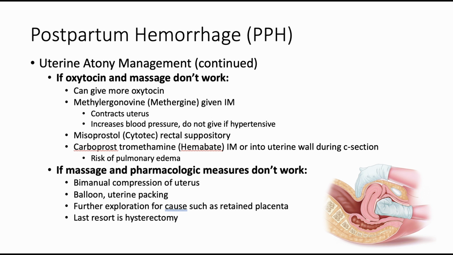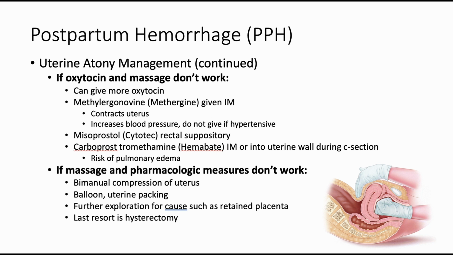The other things that we can try in addition to that lovely picture is a balloon. You go in and it basically just internally inflates and holds pressure on the inside of the uterus. Yes, that's the bimanual compression. Uterine packing: obviously you have to count how many sponges and things you're packing into that uterus so that you know how many to take out, and then look further to make sure there are no pieces of placenta that need to come out.